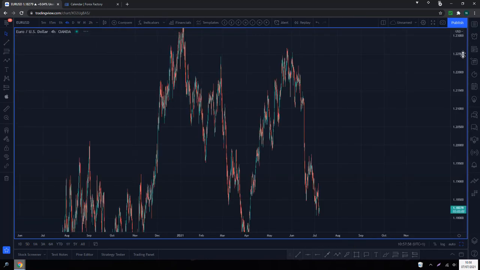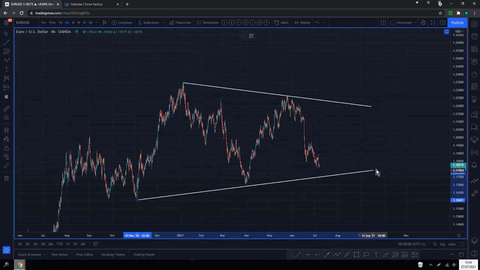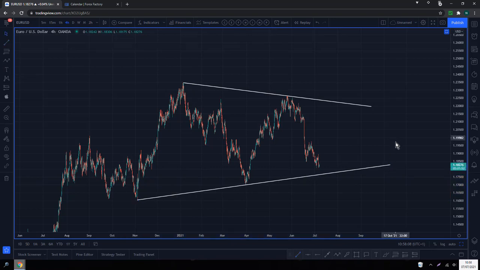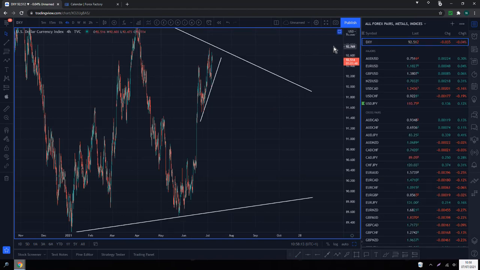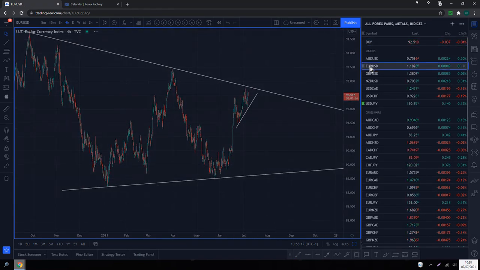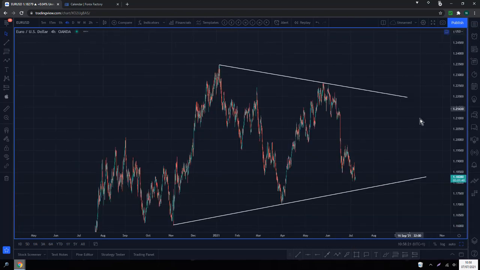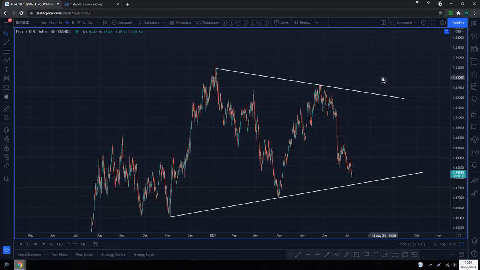Now I will draw out the support and resistance, what I'm seeing. Can you see where the dollar index was at the top? It's just turned upside down on its head. We've got euro dollar almost at the bottom, whereas the dollar index is basically at the top at resistance.